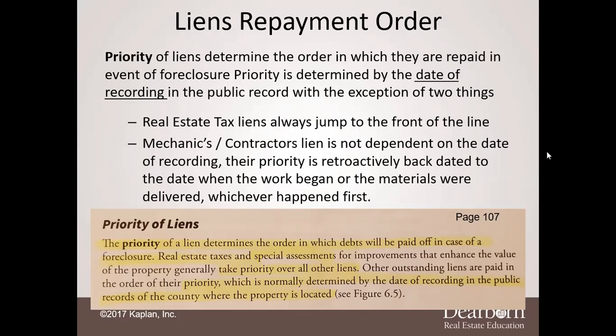So all liens, their priority is determined by the date they're recorded in the public record, with the exception of real estate taxes, which jump to the head of the line, and mechanics liens, which are retroactively backdated to the date the materials were delivered or the work was performed, whichever occurred first.